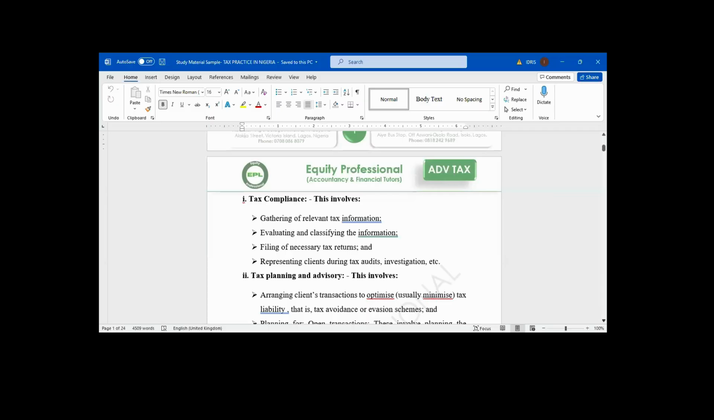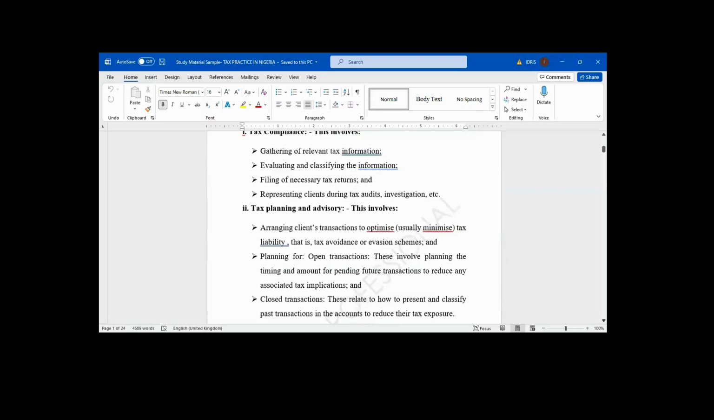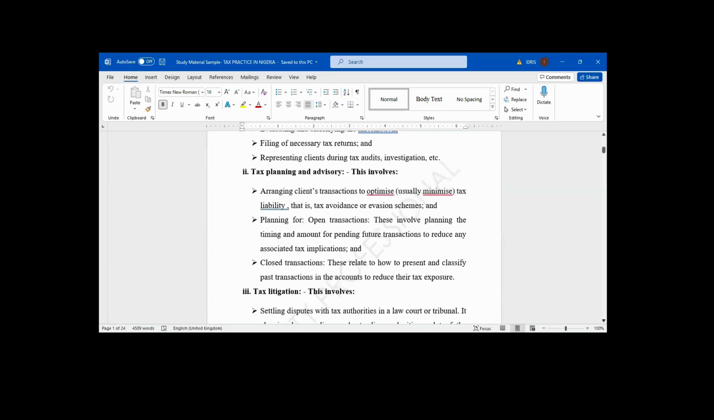When you say you are into tax practice, you have a tax practice firm, your job is divided into four elements. One is called tax compliance. The second service that you render is called tax planning and advisory. So the second element of tax practice is called tax planning and advisory.